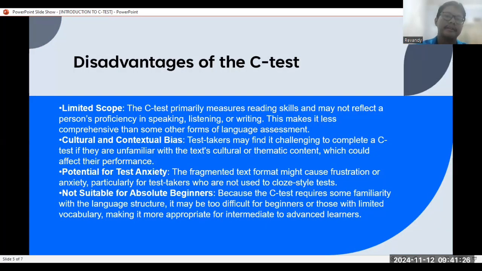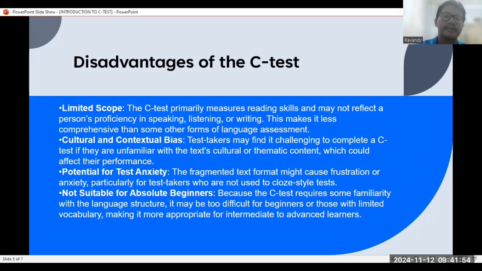So the C-test has disadvantages too. The first one is limited scope. The C-test primarily measures reading skill and might not reflect a person's proficiency in speaking, listening, or writing. This makes it less comprehensive than some other forms of language assessment.